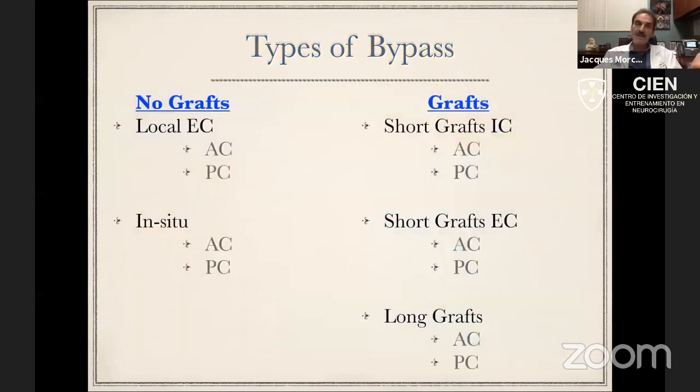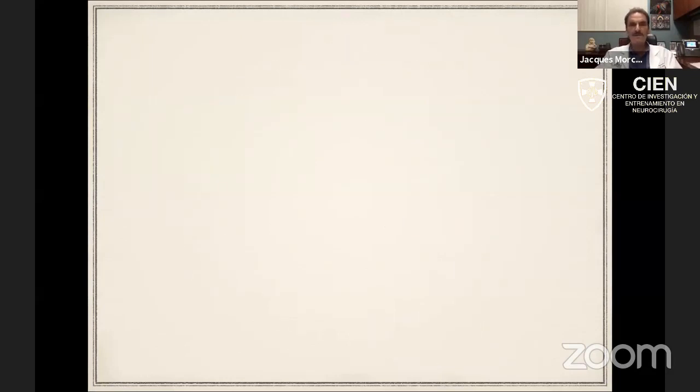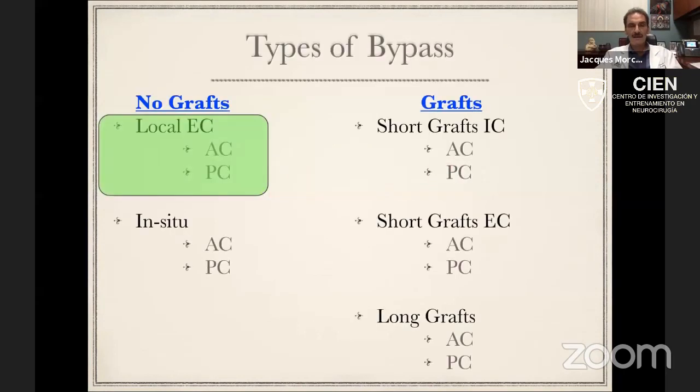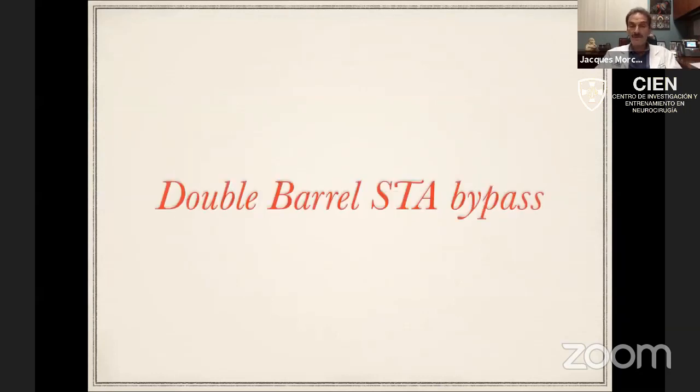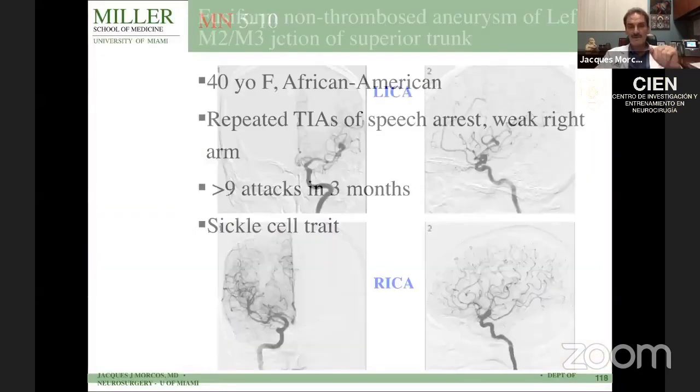So now, for the rest of the talk, I'll give you examples of these 5 cells. No graft or graft, these are the 5 cells. I'm going to go quick because there's lots of material. Let's start with the first cell, local extracranial, with anterior circulation examples. I'll give you an example of a double barrel. I'm going to skip some details.